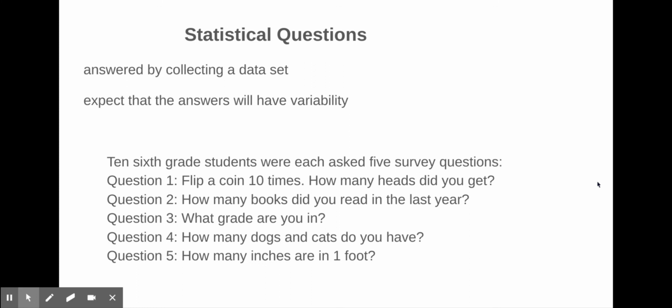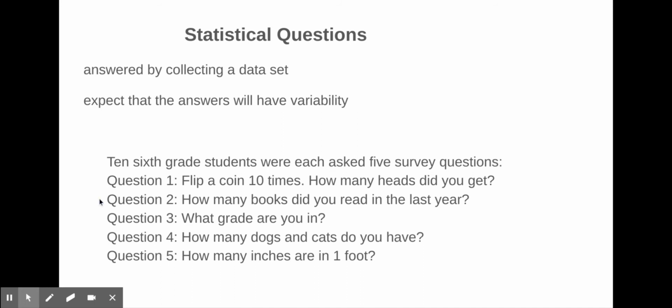10 sixth grade students were each asked 5 survey questions. So in question 1, flip a coin 10 times. How many heads did you get? That's going to get us a data set because each person will tell us how many heads they got. And we would expect that everybody would get a different number of heads. There might be 1 or 2 that are the same, but there's going to be some people who get 5 heads, some people who get 4 heads. So that would give us a data set and the answers would be variable.